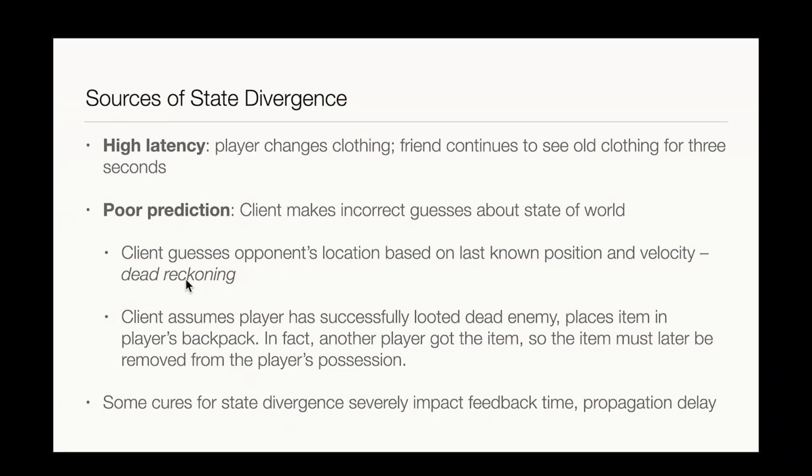Right, and so we're going to talk shortly about dead reckoning. This is one way that you can guess at where the other players are in the world. And there's other issues as well, right?